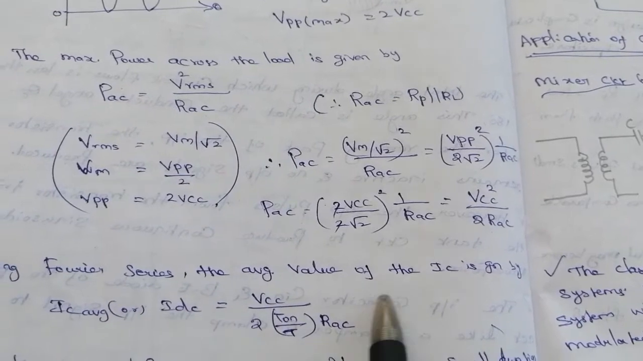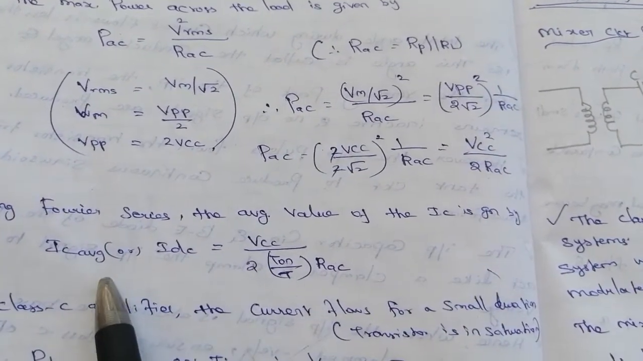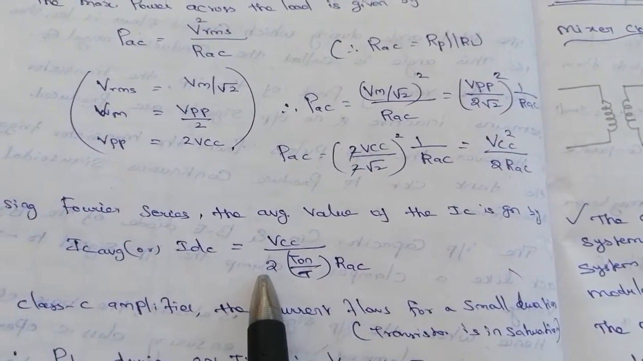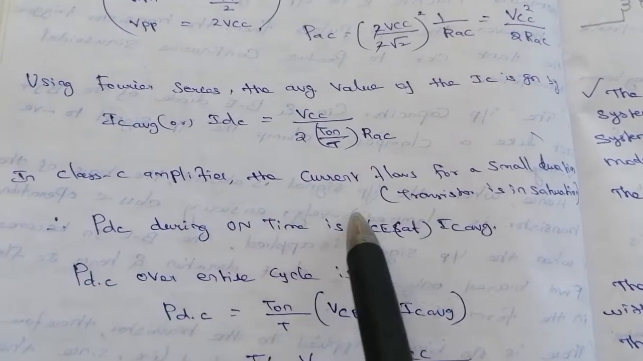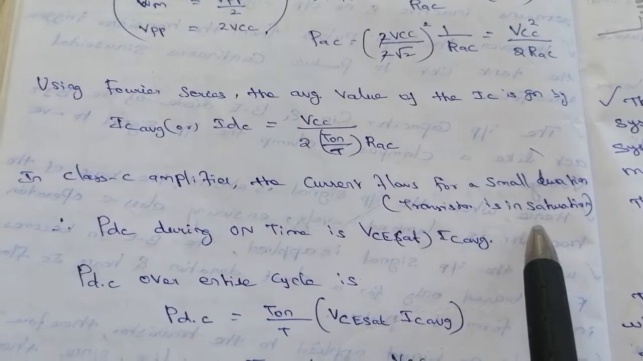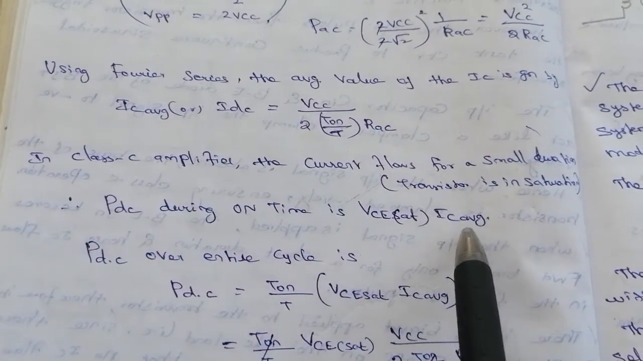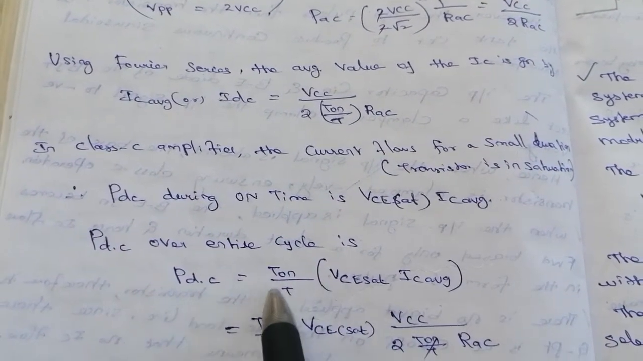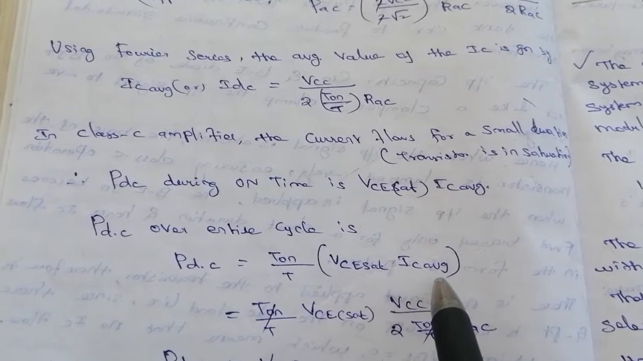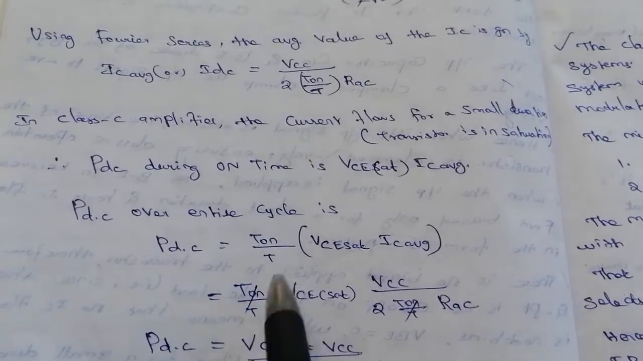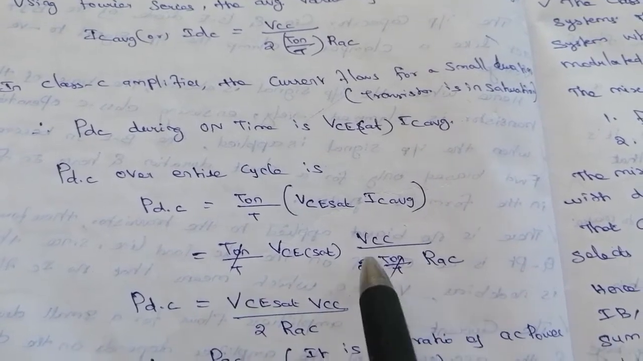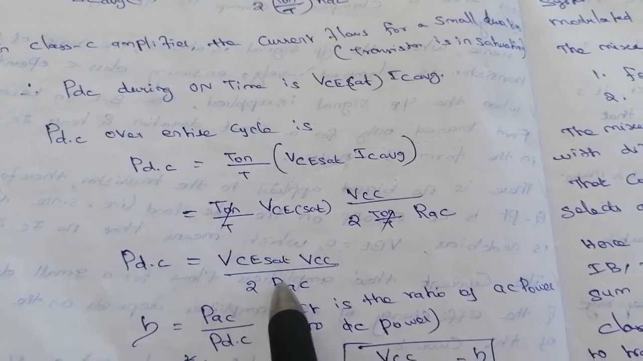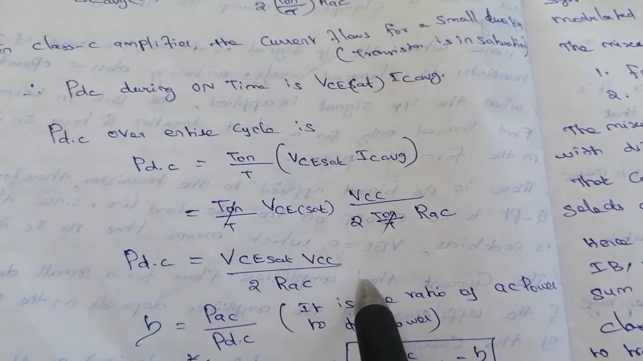Using Fourier series, the average value of IC, or IDC, is given by IC average equal to VCC by 2 into T on by T into RAC. For the amplifier, the current flows for a small duration during on time in the entire cycle. PDC is equal to T on by T into VCE saturation into IC average. With IC average being VCC by 2 T on by T RAC, the terms cancel, so the remaining PDC is equal to VCE saturation VCC by 2 RAC.